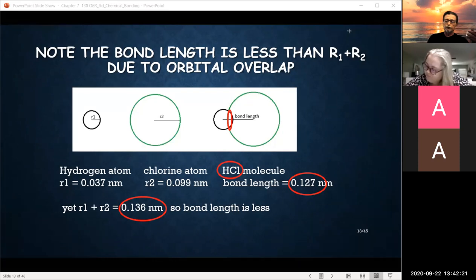All right. And for a single bond, it's an X amount. For a triple bond, that sharing becomes even stronger, and therefore the radius gets even smaller for a triple bond.